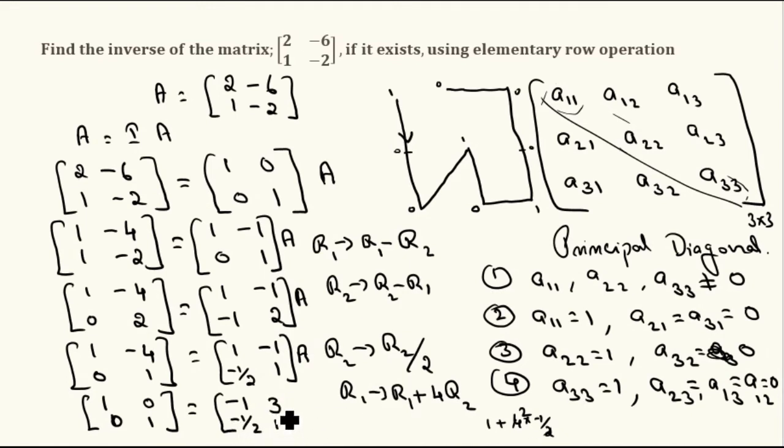Because only R1 we are changing into A. So you see that you got the identity matrix. So this is your inverse matrix. Minus 1 by 2, 3, 1. So we can immediately write the answer as: inverse of this matrix is -1, 3, -1 by 2, 1.